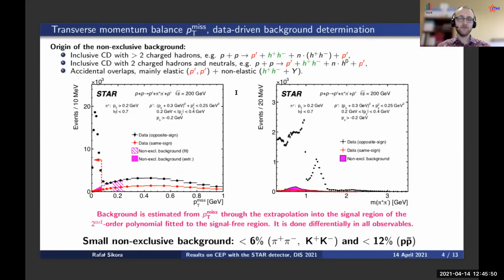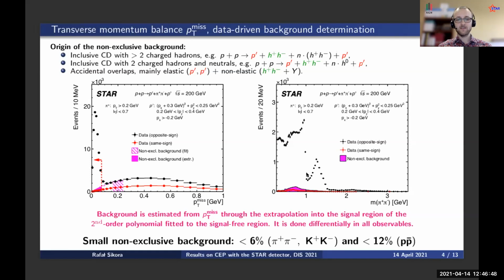We divide the backgrounds into several categories. The main background that we must deal with is the background from the central diffraction process. So the process in which we have two forward-going protons and more than two particles in the central system, of which some are just not detected because of the inefficiency or because of the limited geometrical coverage. But because we measure also forward protons, we are able to form the transverse momentum of the entire four-particle system, and this is drawn on the left-hand side. You can see that this total momentum is peaked at 0, which corresponds to our signal, and there is not much background under the signal peak, which we determine from the data by extrapolating from the signal-free region to the signal region.